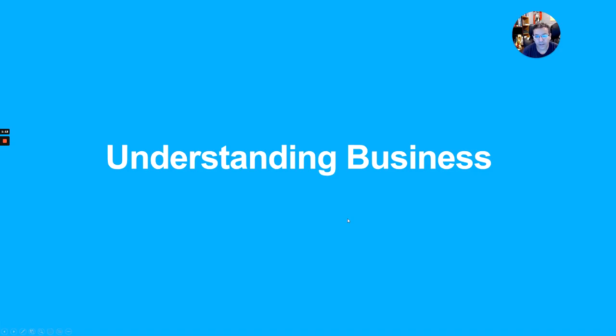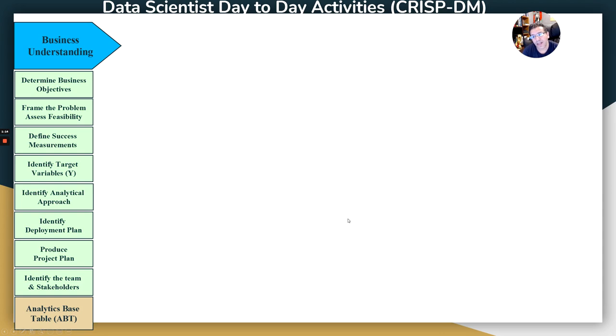using analytics in general. So as data scientists, we are applying CRISP-DM as a methodology. We started by understanding the business problem. We first determined the objectives. We framed the problem and assessed the feasibility of the problem framing. We defined some measurements, identified the target variable and the analytical approach. Of course, we looked into the possibility of deploying the model into production.